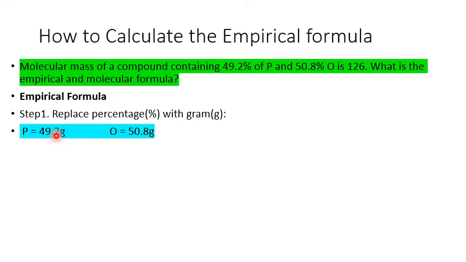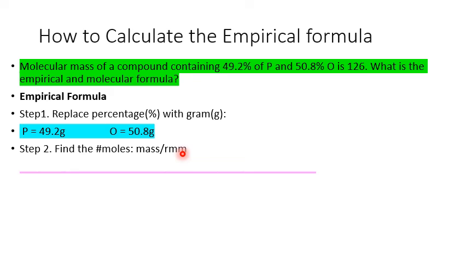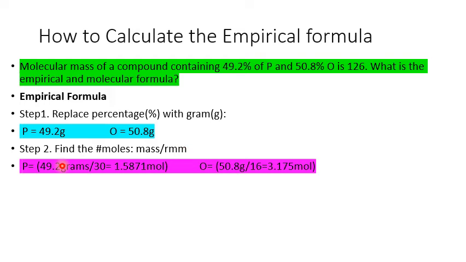First step, good. Next step is we have to find the moles. And to find the moles, remember the triangle? Yes, you have to say the mass divided by the RMM. Yep, that's your first step. The next step is, what's our next step? All right, so there you go.